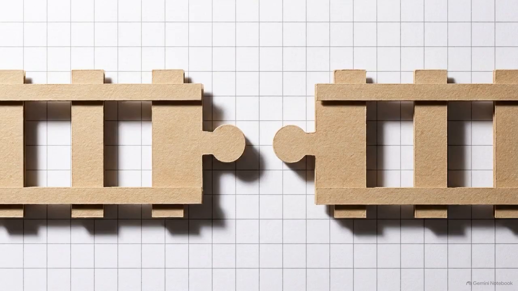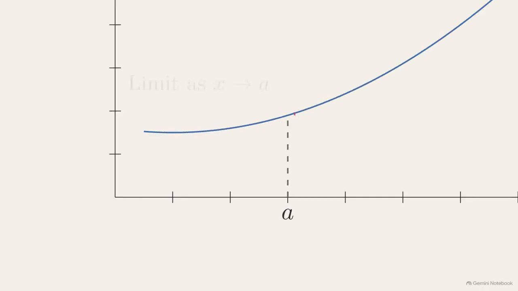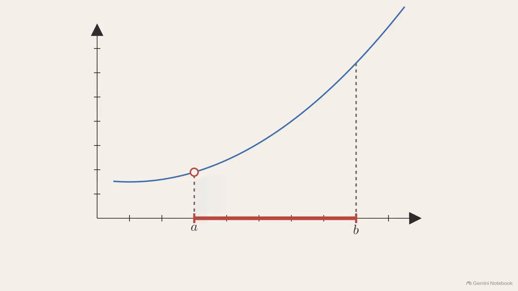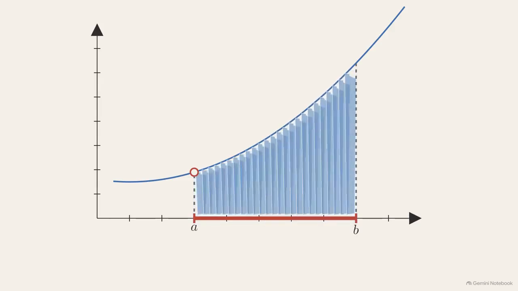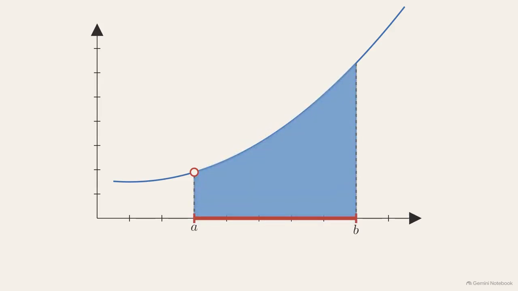Deciding whether to include those endpoints changes the entire outcome of our measurement. In calculus, knowing if a number can actually touch the edge or just get infinitely close is how we calculate the way things change, or the amount of space they take up.